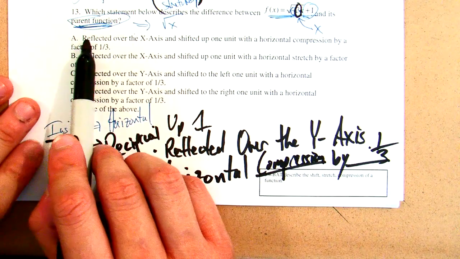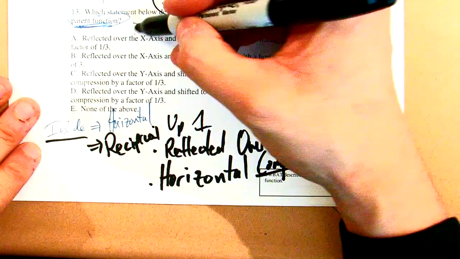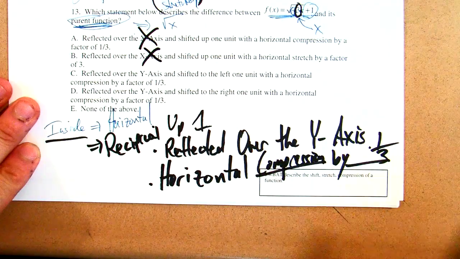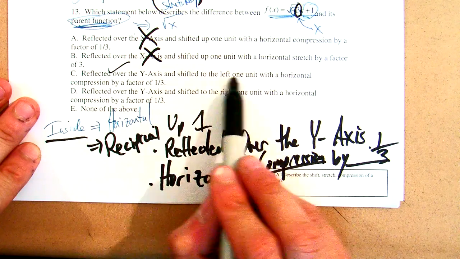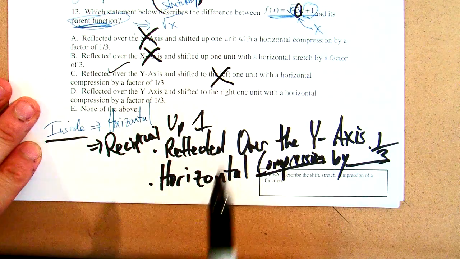And we just need to pick the answer choice that has all of these here. We're going to go through it. A says reflected over the x-axis. That's clearly wrong because it's y. B says reflected over the x. That's wrong because it is reflected over the y. C says reflected over the y. That's correct. Shifted 1 to the left. That is incorrect. It is shifted up 1.